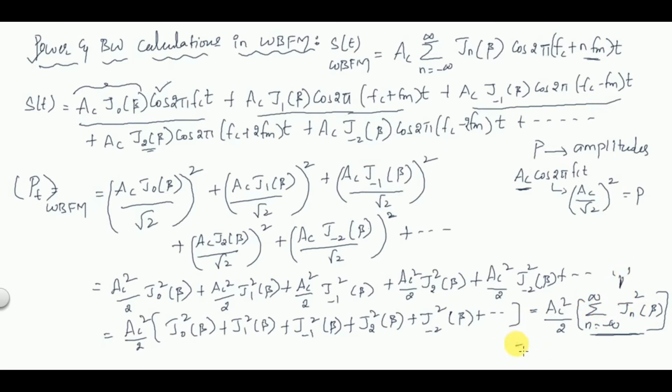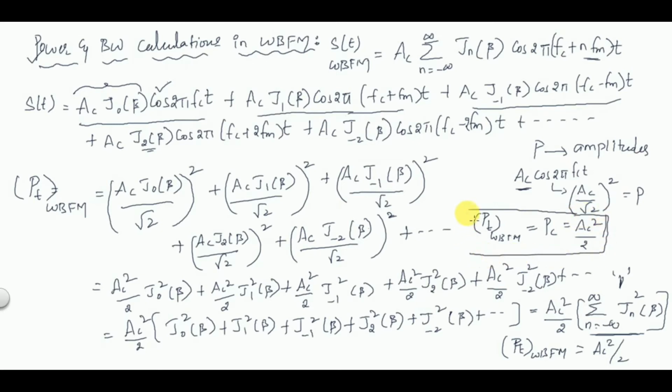So that means the total power of the WBFM signal is equal to AC square by 2. The total power in the case of a WBFM signal is equal to the unmodulated carrier power, which is AC square by 2. Since the power after modulation and before modulation is the same, after modulation the message signal is stored in the carrier only. So the modulated signal power is equal to the unmodulated carrier power.